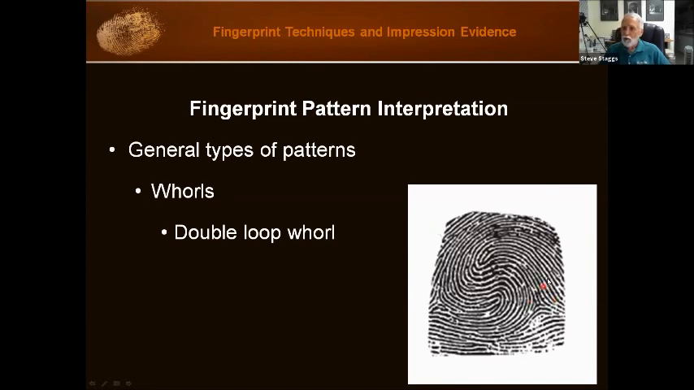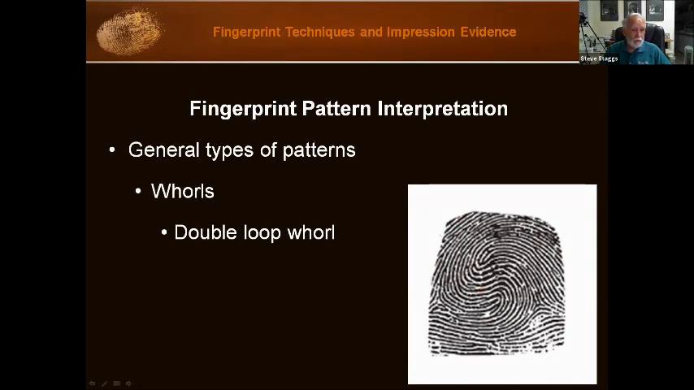All right, so here, based on that definition, we have two separate loop formations. So here's one here and here's one here. We have the two deltas, and this formation is from its own ridges, and this formation is from its own ridges. So that would be a double loop whorl.